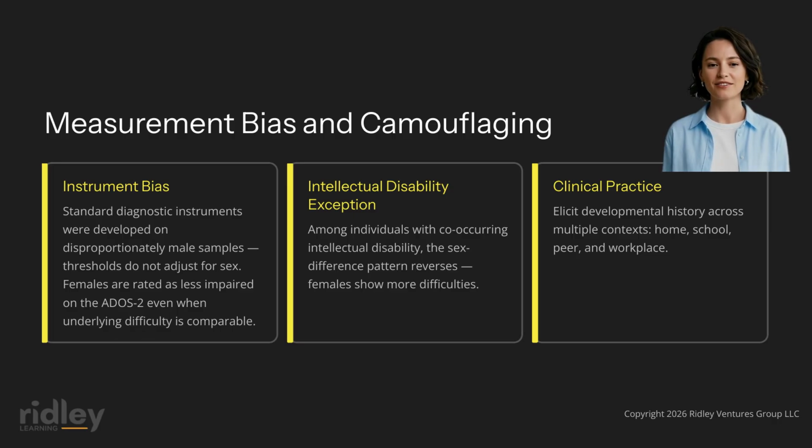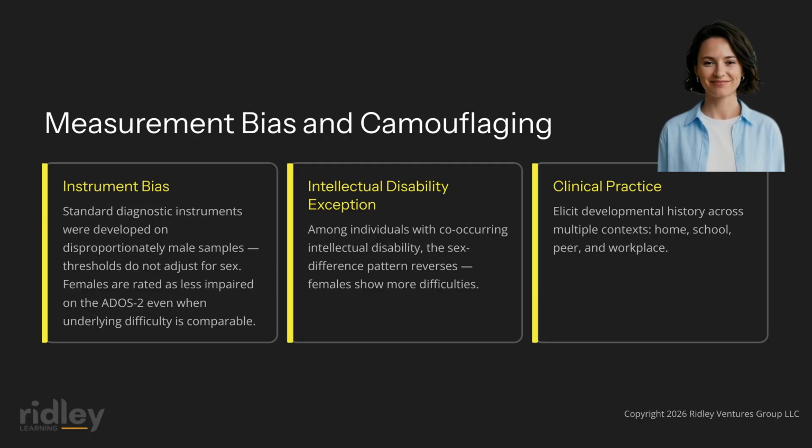McQuaid and colleagues in 2022 documented elevated Camouflaging Autistic Traits Questionnaire scores in autistic females across all 3 subscales, with particularly pronounced elevation among late diagnosed adults on the assimilation and compensation domains. So what should clinicians do with all of this? When encountering a possible autistic female, non-binary, or transgender patient, clinicians should consciously weight camouflaged or internalizing presentations, elicit developmental history across contexts, including home, school, peer, and workplace settings, and avoid defaulting to male prototype expectations of social communication behavior.